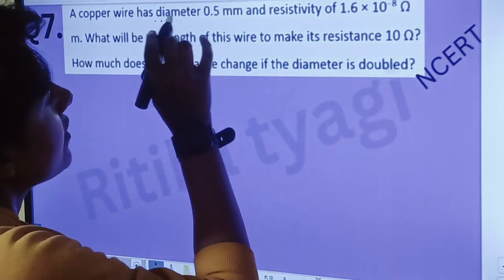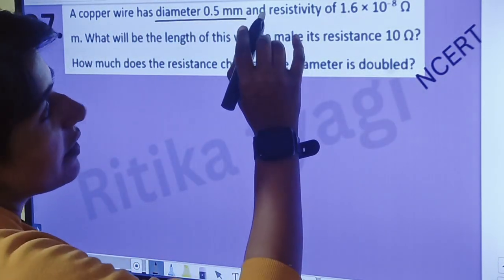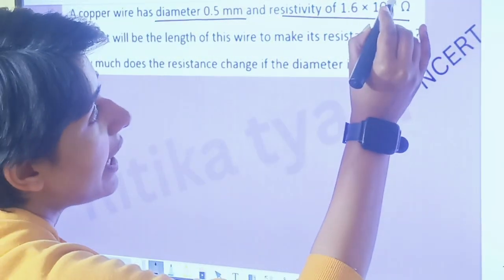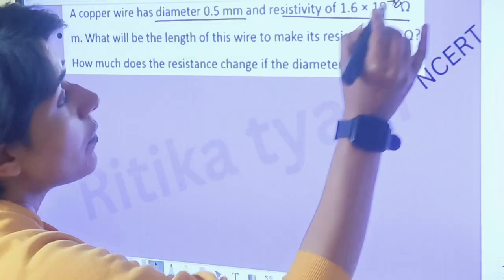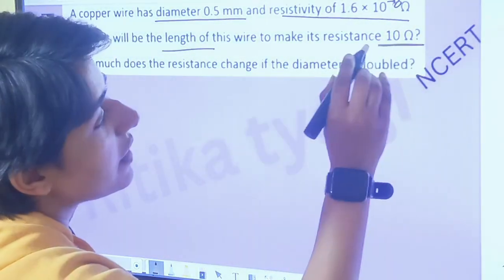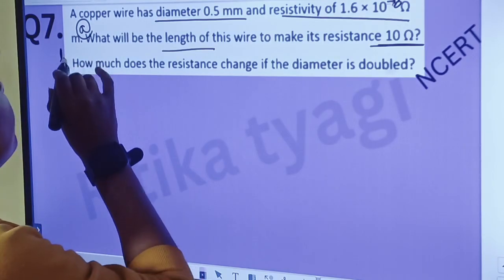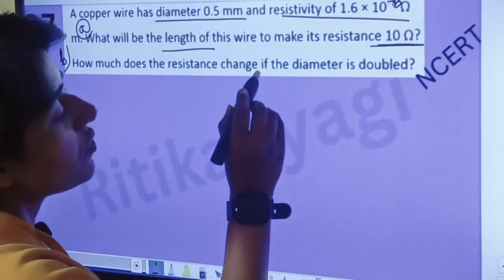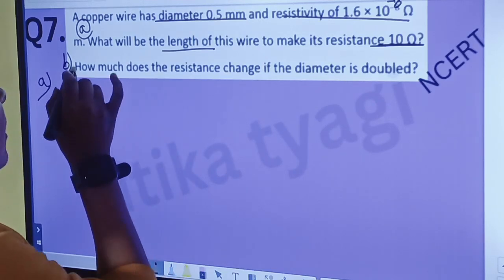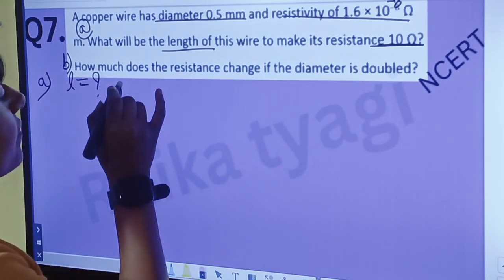Solving numerical number 7. A copper wire has a diameter 0.5 mm, resistivity 1.6 multiplied by 10 to the power negative 8 ohm meter. What will be the length of this wire to make its resistance 10 ohm? In part B, how much does the resistance change if the diameter is doubled? We have to solve part A. We have to find the value of L.